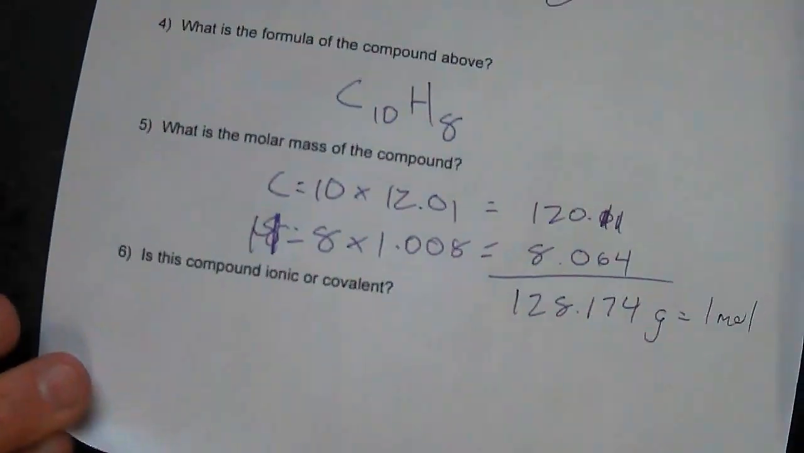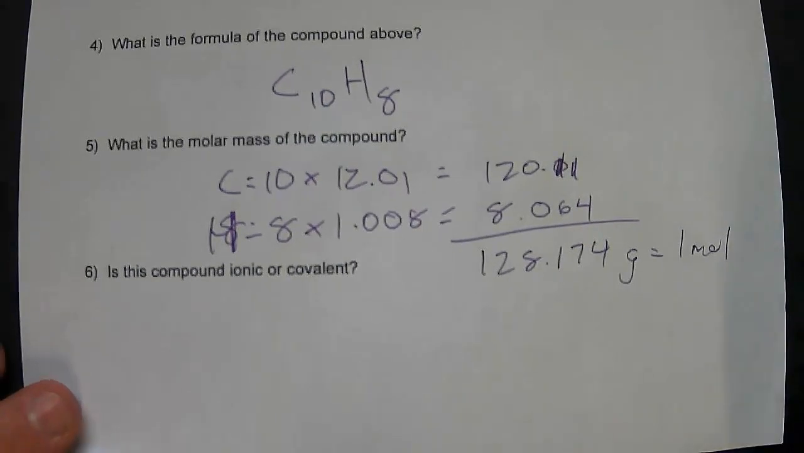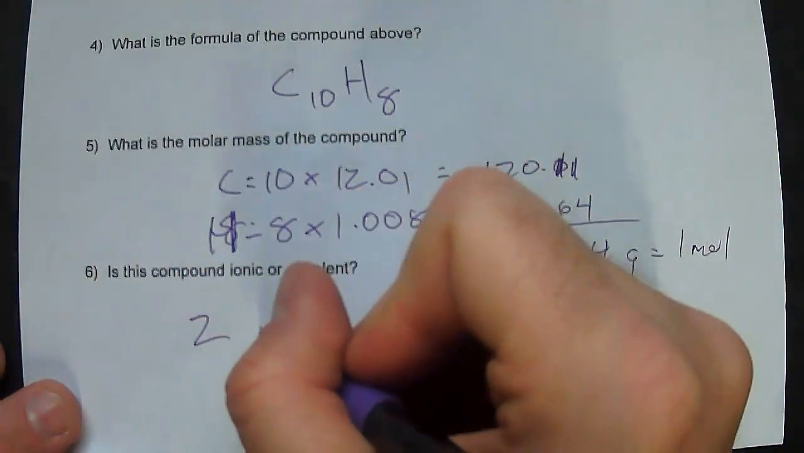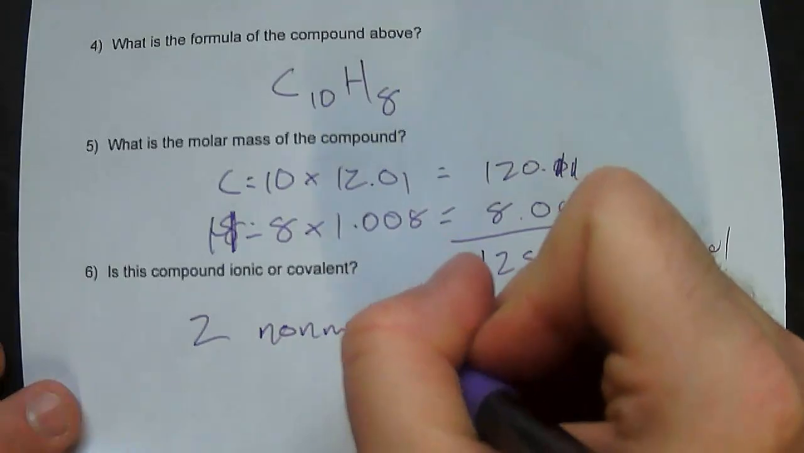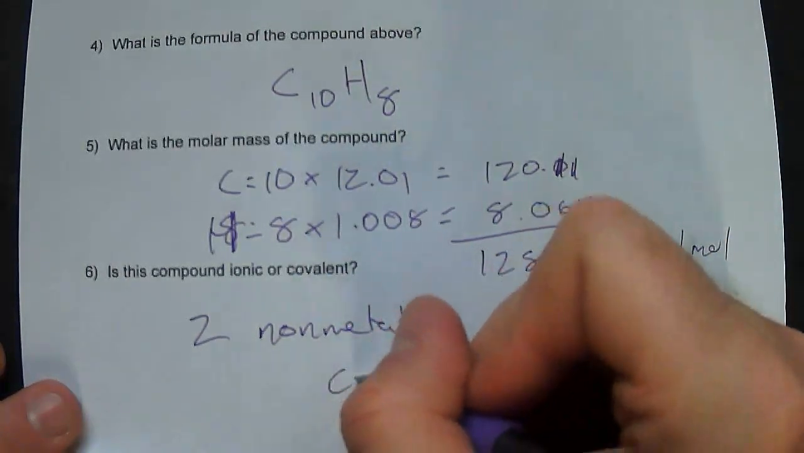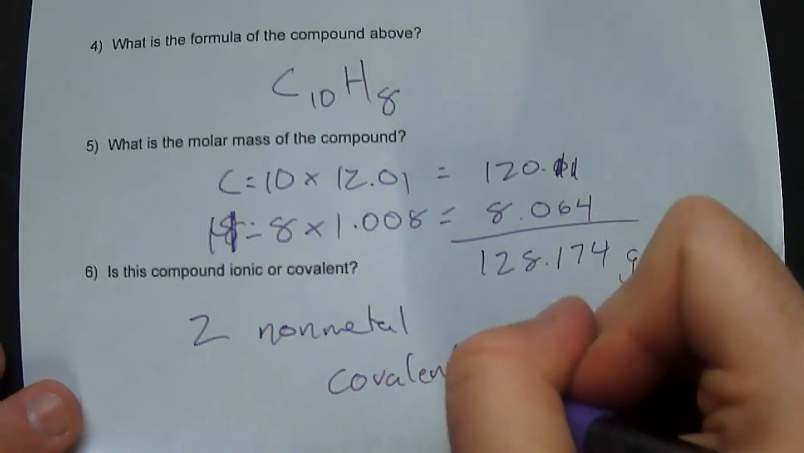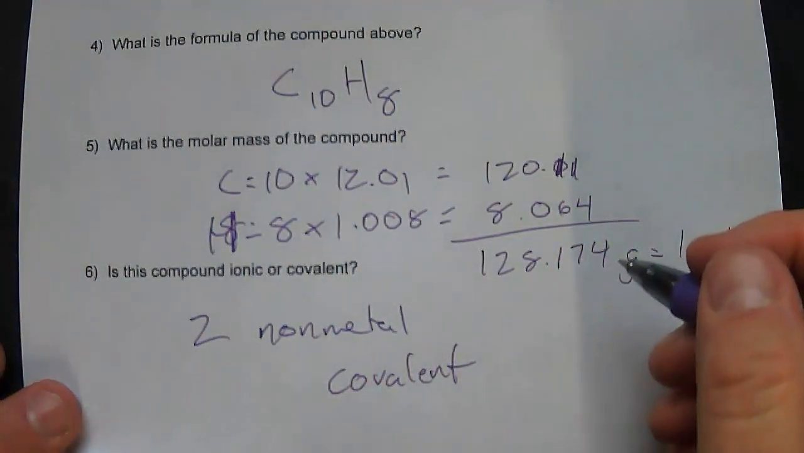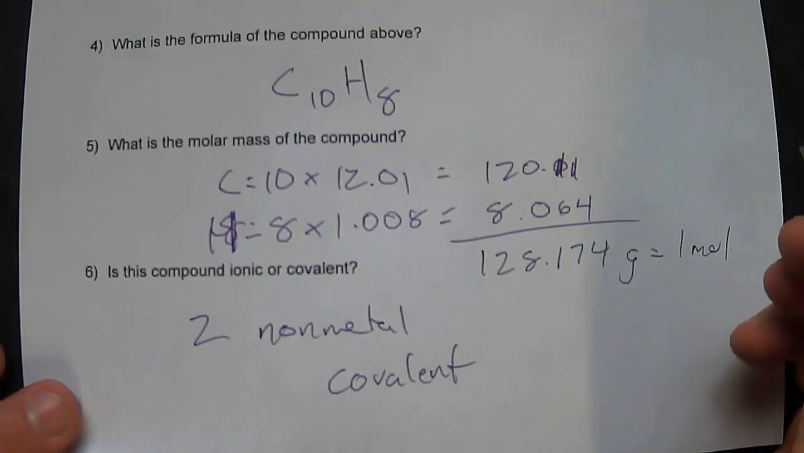Okay. Then it says, is this compound ionic or covalent? Well, it's 2 nonmetals. So if it's 2 nonmetals, that is a covalent compound. Covalent bonds. Okay? So there you have it.